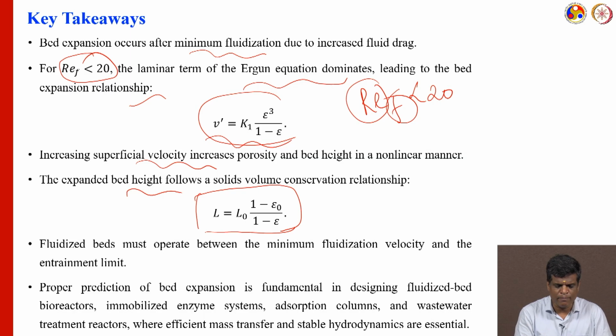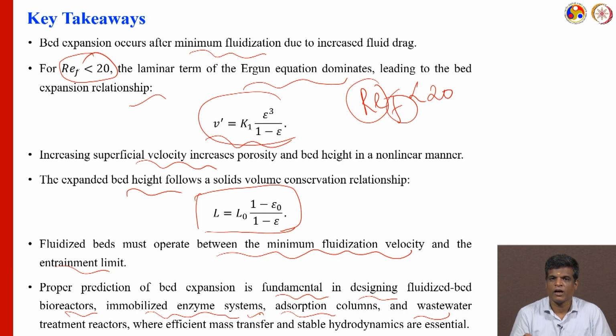So, definitely the fluidized bed must operate between the minimum fluidization velocity and the entrainment limit. So, we have to predict the bed expansion properly because it is fundamental to designing a fluidized bed bioreactor, for example for immobilized enzyme systems, bioadsorption packed bed columns, and wastewater treatment reactors. Here we have to predict it properly, then only will we get good efficiency, and stable hydrodynamics are very essential here.